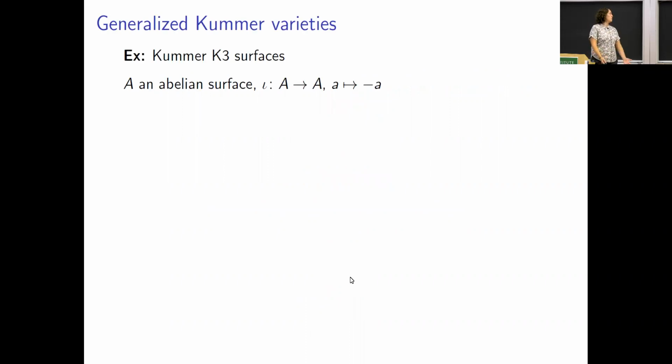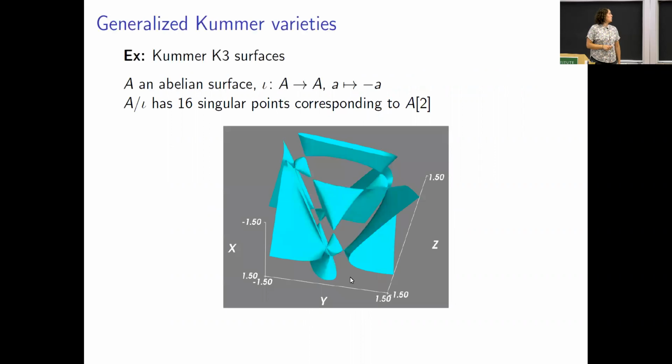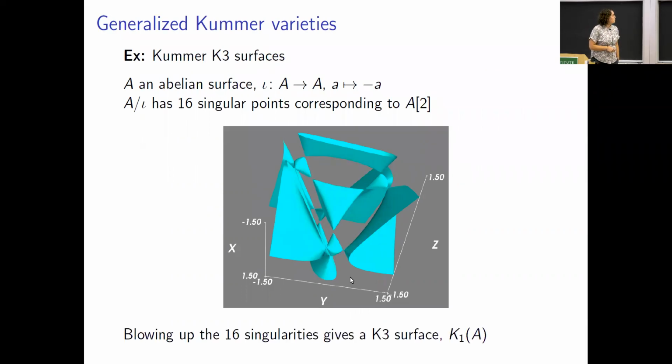The first example that I want to talk about is a Kummer K3 surface. We actually saw these earlier in Daniel's talk. If I start with an abelian surface, it has this natural involution, which I'll call iota, that sends a point to its negative. I can take the quotient by that, but then I get 16 singular points corresponding to the two torsion points of the abelian surface. If I blow up those 16 singularities, this gives me a K3 surface. This is called the Kummer K3 surface, and I'll denote it K1 of A.